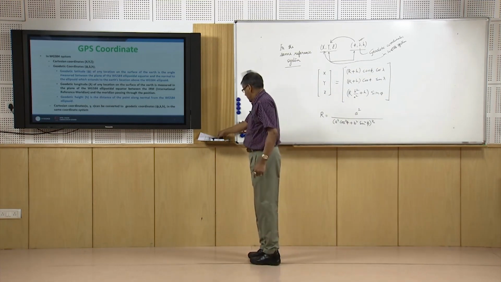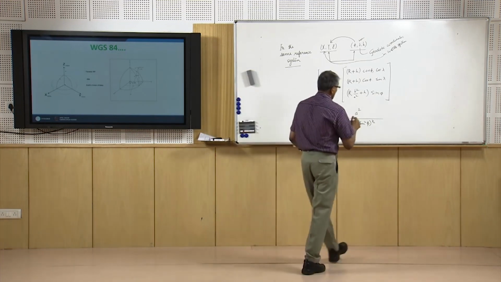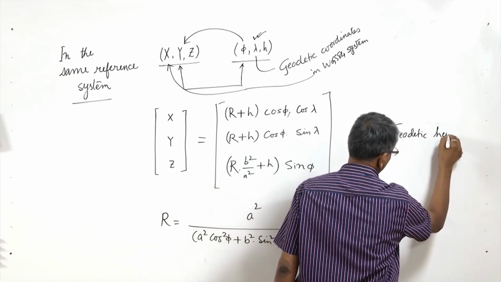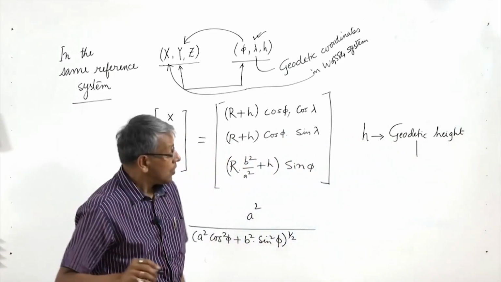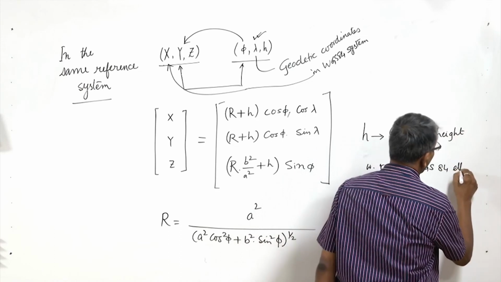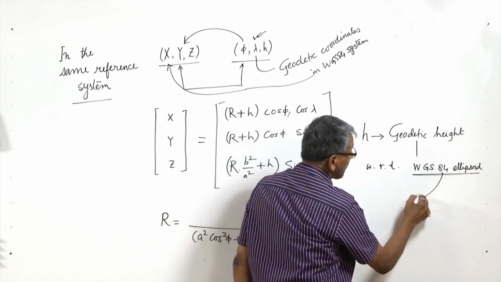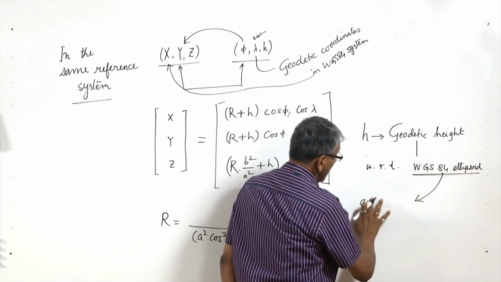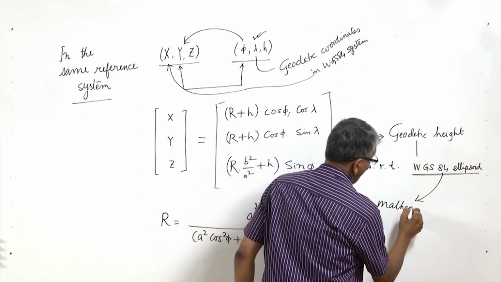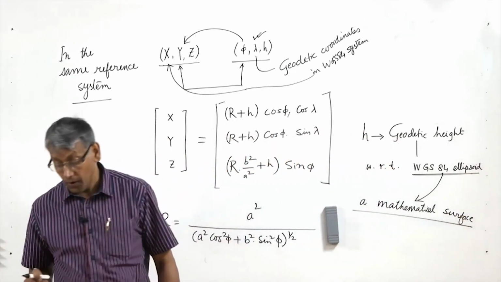Now one thing to note is the height. This height is the geodetic height, which we get with respect to the WGS 84 ellipsoid. This WGS 84 is a mathematical surface.